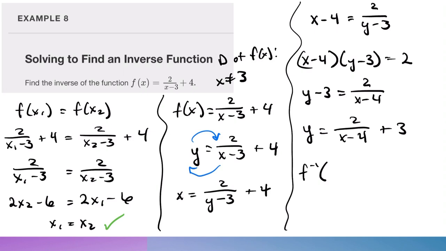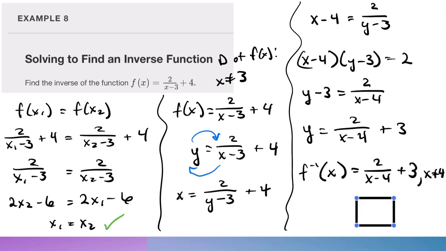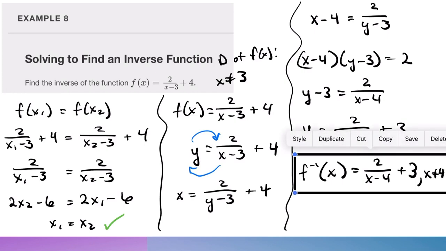Now for our inverse function, we got this x minus 4 under 2 plus 3. And this one, x cannot be 4. So the domain of our inverse is the range of our original. But that's it. That's the information that we need. We don't really need much more than that. And I think I'm going to shrink it down to size.